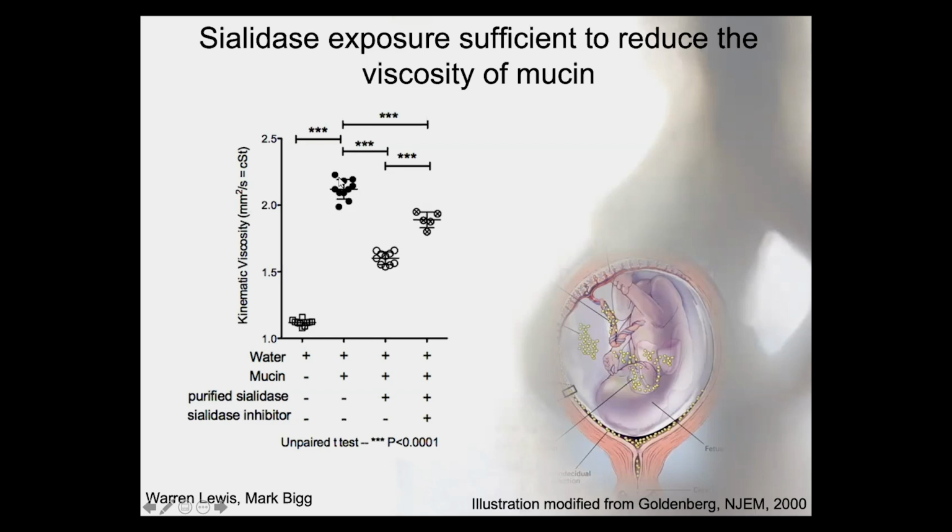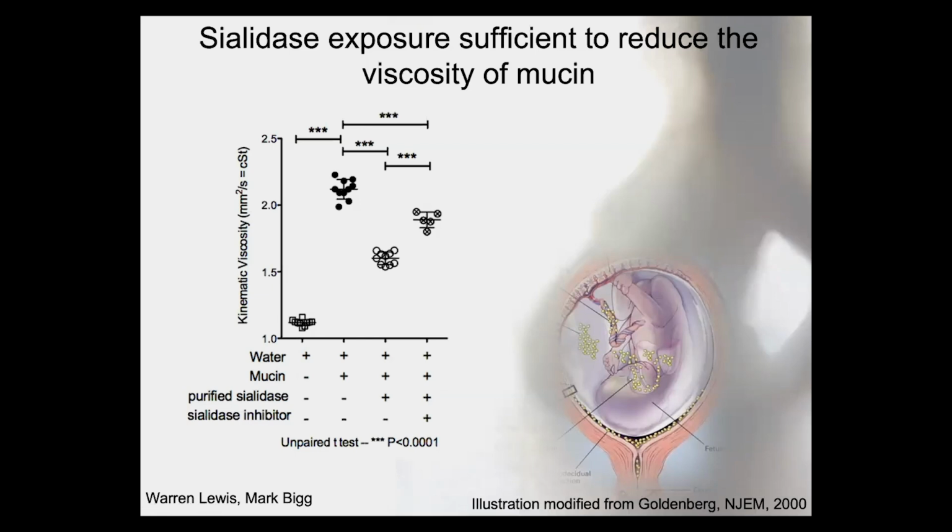We've done some biochemical experiments where we can show that a preparation of mucin, shown here, is highly viscous compared to water, which is expected. Treating that with sialidase is sufficient to substantially reduce the viscosity, whereas you can get some of that back by introducing a sialidase inhibitor.